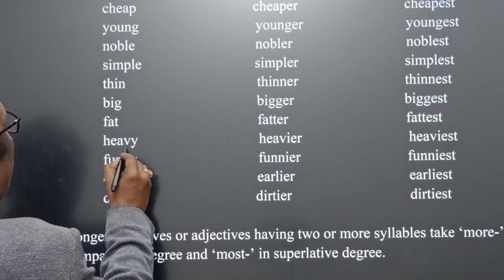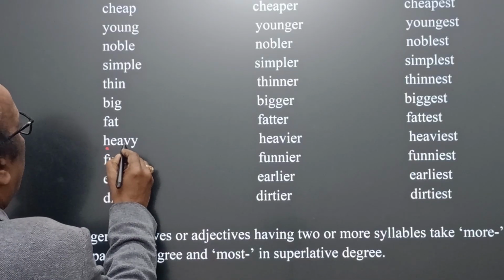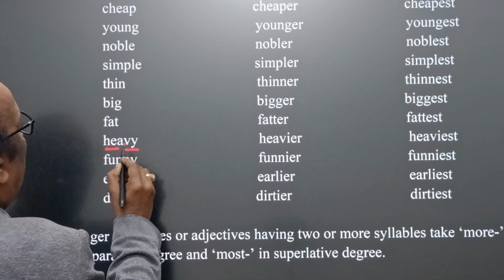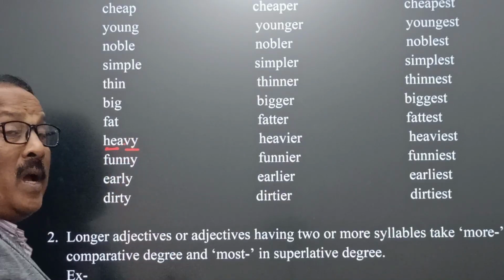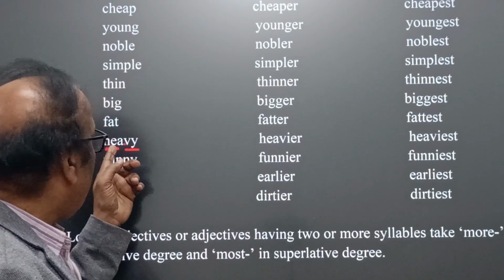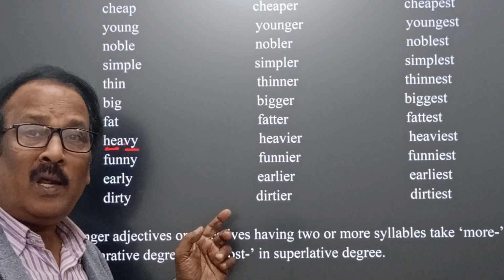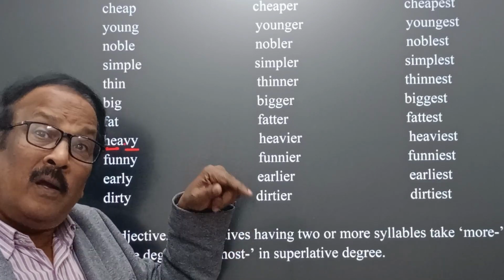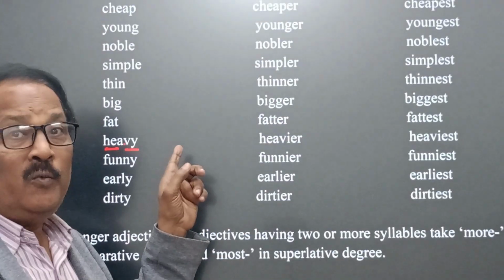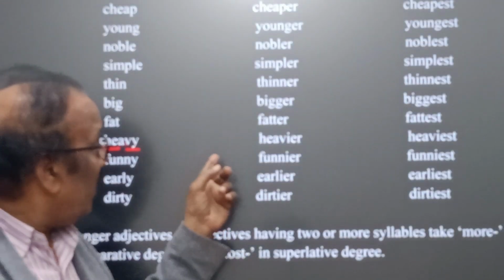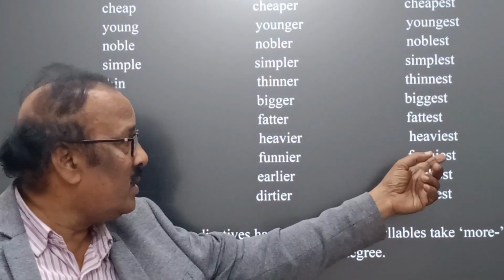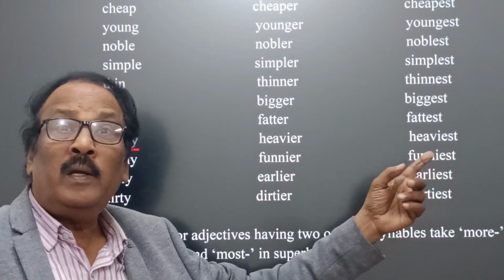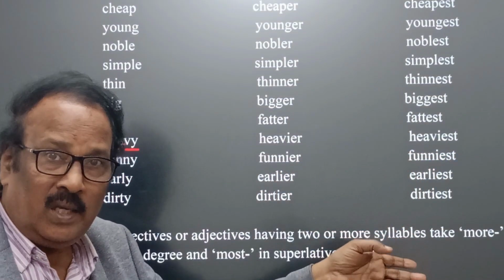Heavy, heavier, heaviest. Heavy. Here we have two syllabic word, that is heavy. Here, Y is a semi-vowel, and that's why here two syllabic word heavy, and it ends with Y. Therefore, here we can use ER and EST in comparative and superlative degree respectively.